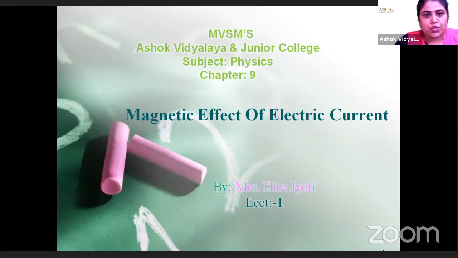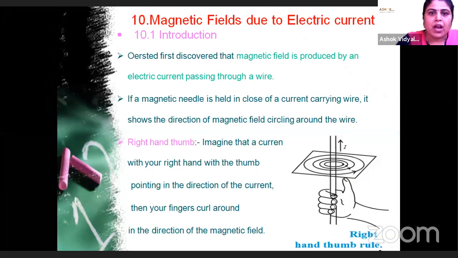Hello students, today we are going to see the next chapter of physics, that is the magnetic effect, or the magnetic fields due to electric current. Now in this chapter, first of all see the introduction. You are familiar with the Oersted experiment. Oersted first discovered that a magnetic field is produced by an electric current passing through a wire.